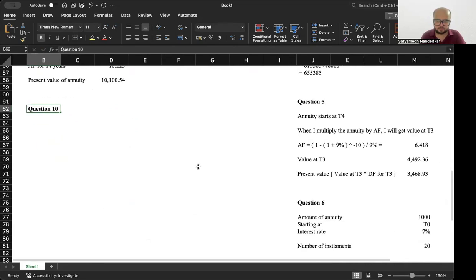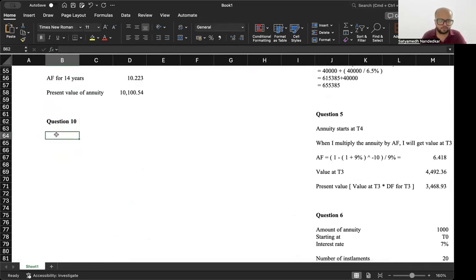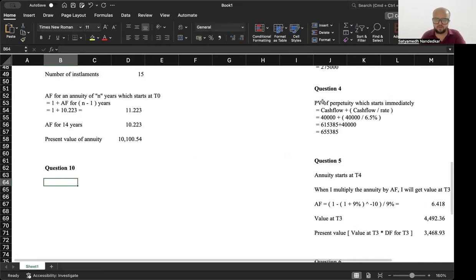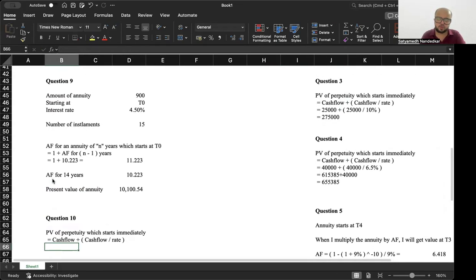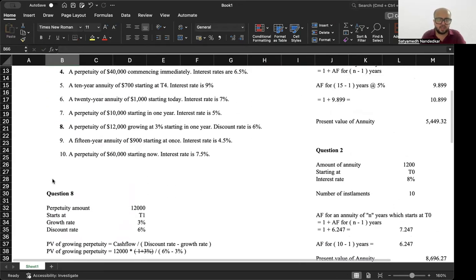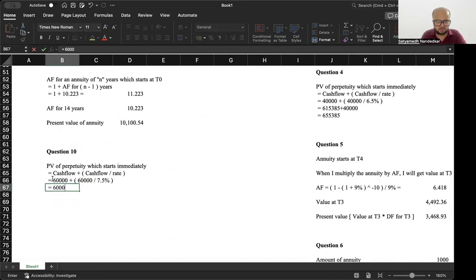The 10th one, a perpetuity of 60,000 starting now, interest rate is 7.5%. Question 10. PV of perpetuity which starts immediately is cash flow plus cash flow upon rate. Cash flow is 60,000, so 60,000 plus 60,000 upon 7.5%. So how do we get it?